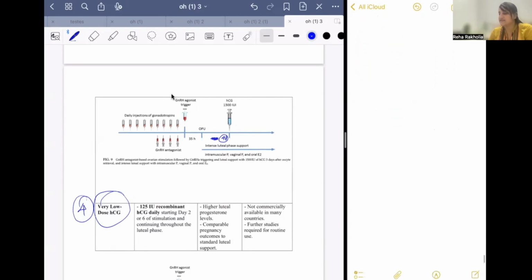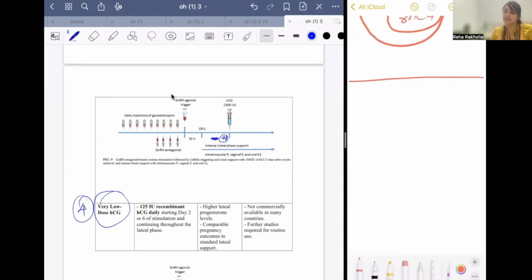So while low dose HCG strategies provide an additional option for luteal phase support, they should be used carefully. Particularly in the patient with high risk of OHSS, it is important to monitor hormone level closely and adjust the protocol based on the individual patient response.